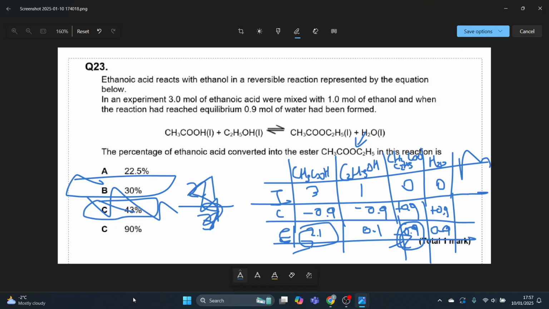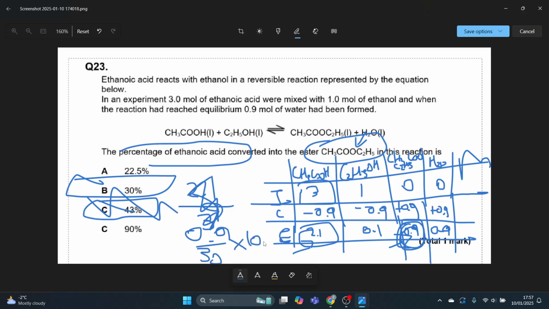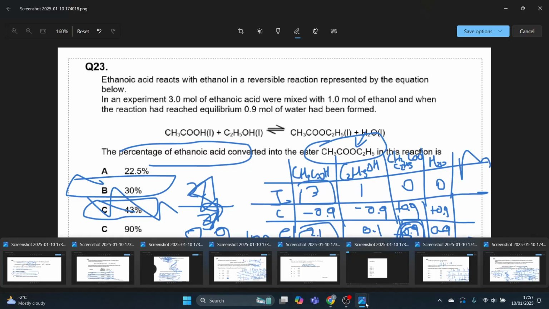Okay. So initially, the moles of ethanoic acid, because it's asking me the percentage of ethanoic acid. So initially, the moles is 3. Converting to the ester, in this reaction, the equilibrium moles of the ester, 0.9. So it's just going to be 0.9 divided by 3 times 100. And then you would get 30%. So that makes sense as well.